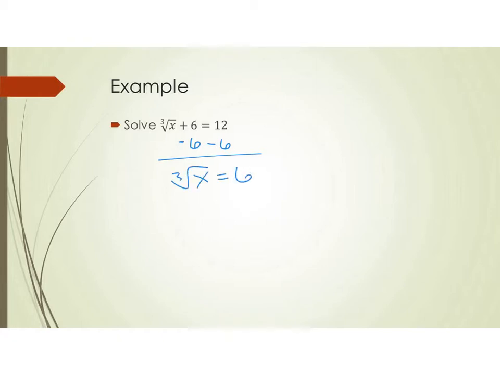And so yes, technically you could go ahead and cube both sides to begin with. But if you do that, you're going to have to multiply it by itself 3 times, and you probably don't want to do that. This is going to be the more direct route here. So now cube both sides. Cube root of x cubed is x, and 6 cubed is, I'm looking at the board, 216.